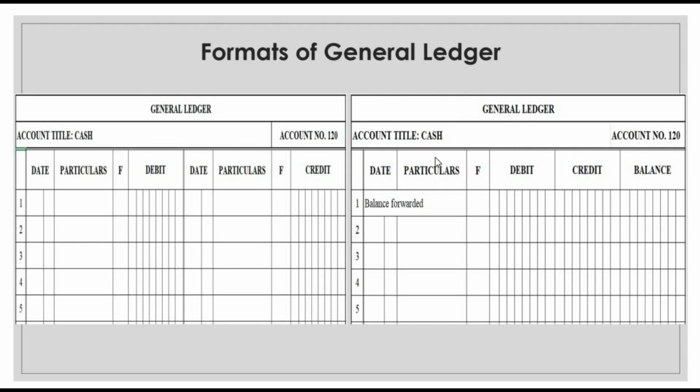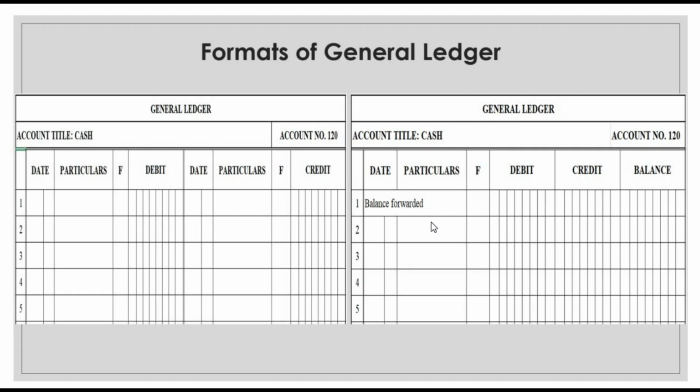Next is this, the other format in the general ledger. So, likewise, there is an account title, an account number, then your date, your particulars, your folio or your journal reference. Then, notice this: observe that here, there are three columns for the amount. One is for the debit, the other is for the credit, and then the last column is for the balance.